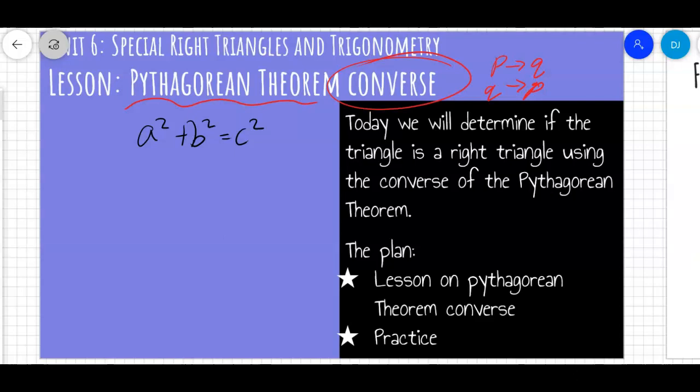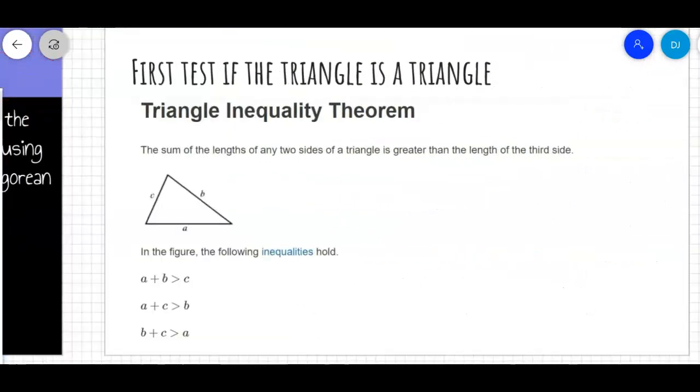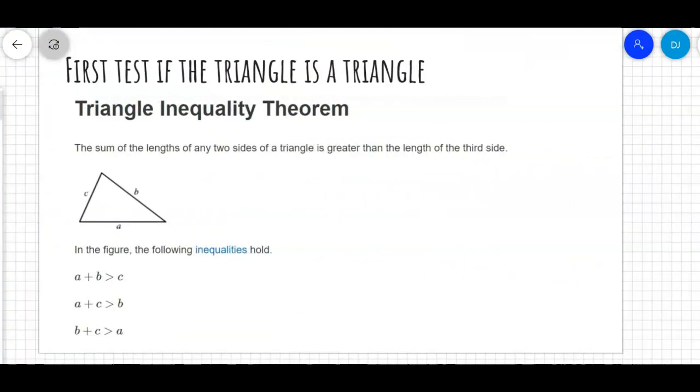So we're switching it. We're trying to prove whether or not it's a right triangle by looking at the side lengths. First we'll talk about the lesson on the Pythagorean theorem converse, and then we'll practice a little bit given some side lengths. Now, we're going to test if a triangle is a triangle. That's our very first step, because if they just give us side lengths, we don't know if it's a triangle yet.